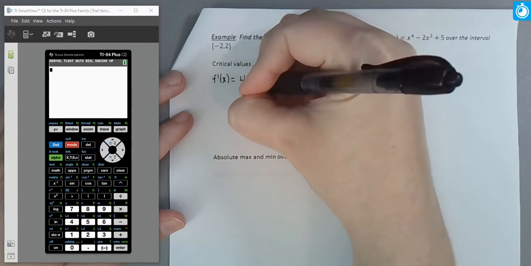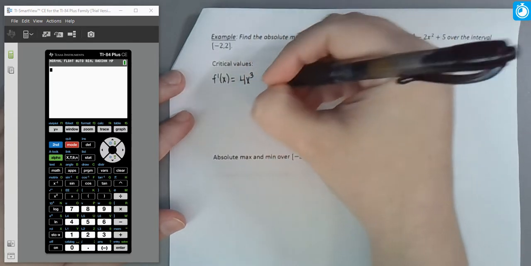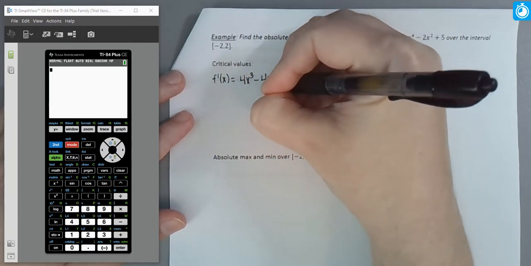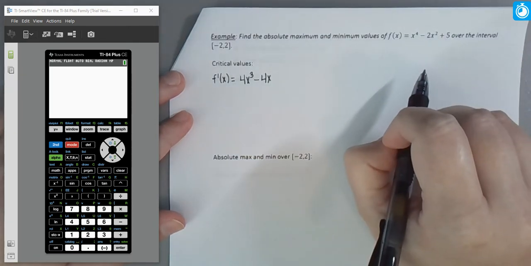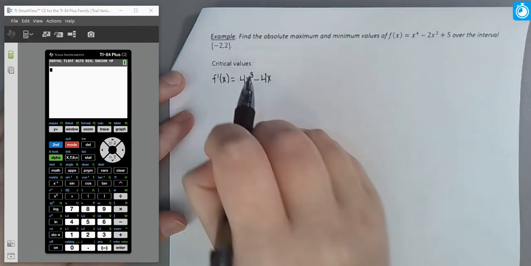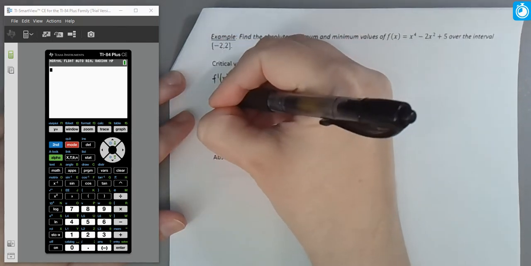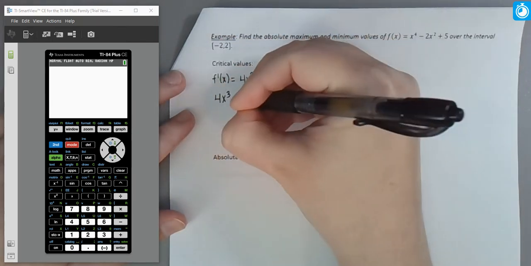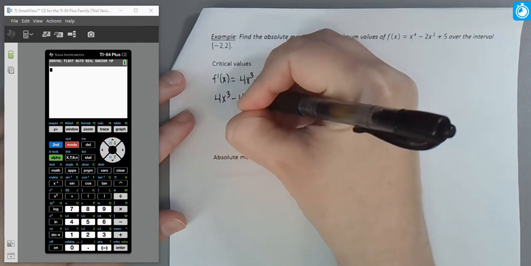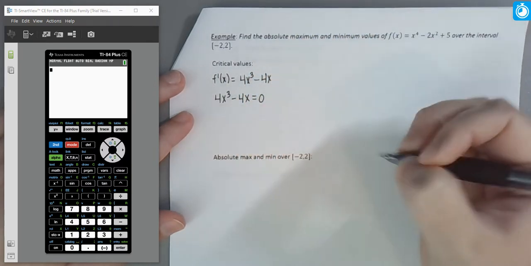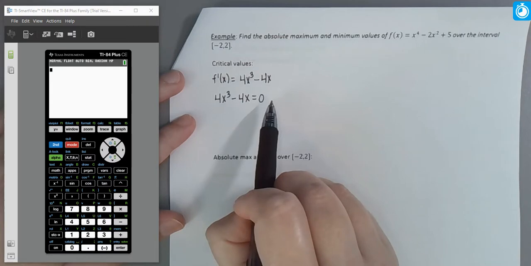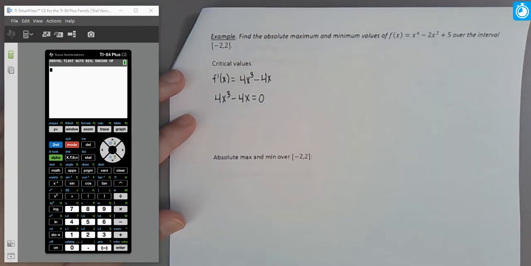So that's going to be 4x cubed minus 4x, and we differentiate 5 and it goes to 0. Okay, now we know critical values occur wherever our first derivative is equal to 0. So we're going to take our first derivative, set it equal to 0. Now, as we've discussed, we can't move a term and divide out our variable. We can't eliminate the variable because that eliminates solutions to this equation. So instead, we factor this equation.